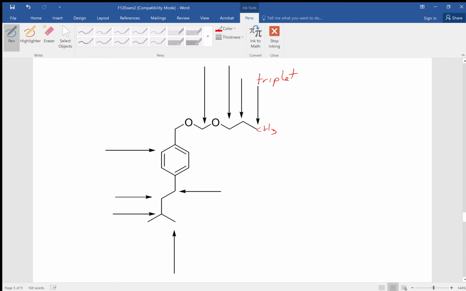Moving over to that CH2, this CH2 is adjacent to the methyl group, which gives us 3 + 1, but it's also adjacent to these two, which is 2 + 1. We can't sum those together because the 2 and the 3 are not equivalent to each other. So we get 3 + 1 as well as 2 + 1, or 4 × 3, for a total of 12 peaks.